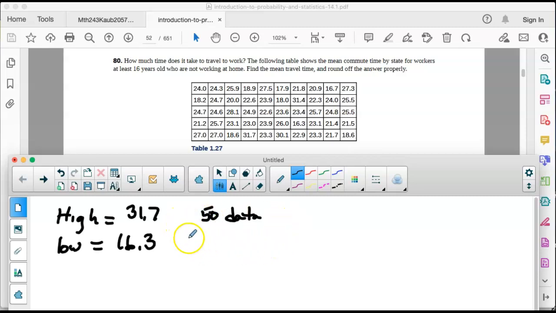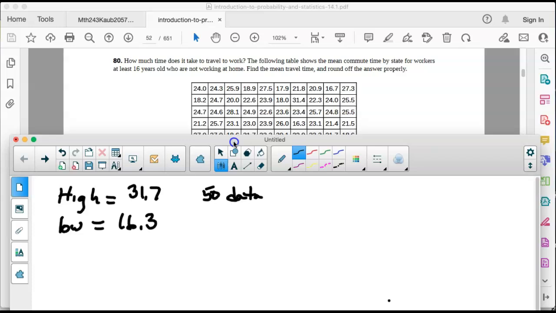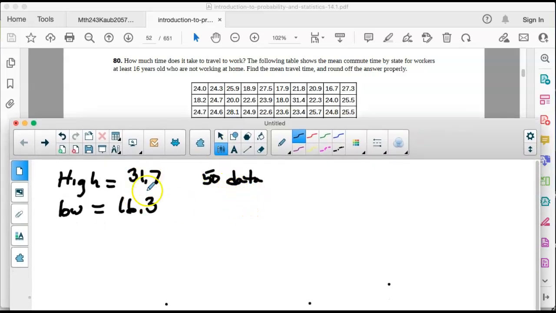To create these, we have to find the width of the interval. In this one, the width is 5, 40 to 45. So what we want to do is just do that here using the high and low. We take 31.7 minus 16.3 and we divide by how many we want. In this case, I want 5 intervals or classes. They're also called classes.